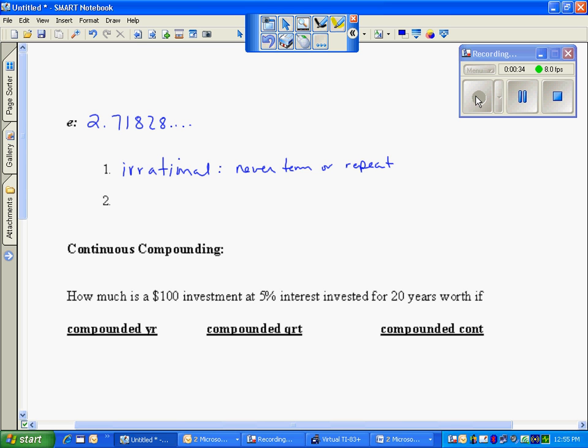We're going to use this as a base besides base 10 in logarithms because this number occurs naturally. It occurs naturally when we have this thing called continuous growth or decay.